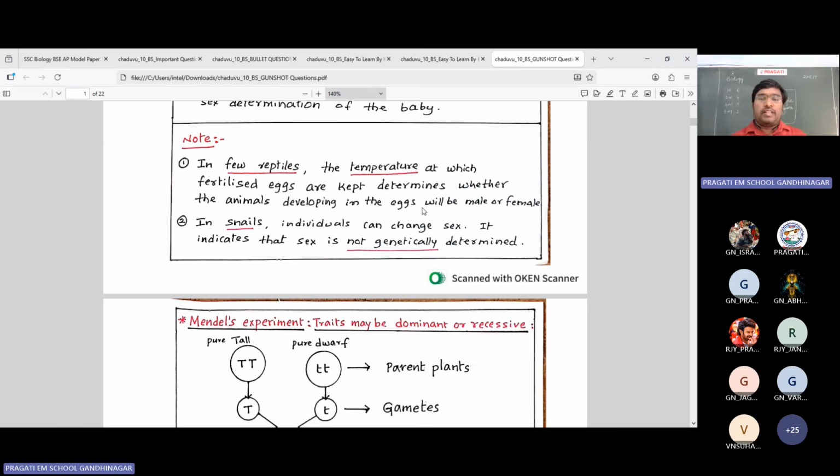In a few reptiles, the temperature at which fertilized eggs are kept determines whether the animals developing in the eggs will be male or female. Also in snails, the individual can change sex. It indicates that sex is not genetically determined. This is also one of the answers. So try to make a note in your notebooks, children. This is also an important answer for that question. Maybe it is also one of the important questions in the exam. Please take a screenshot if possible.